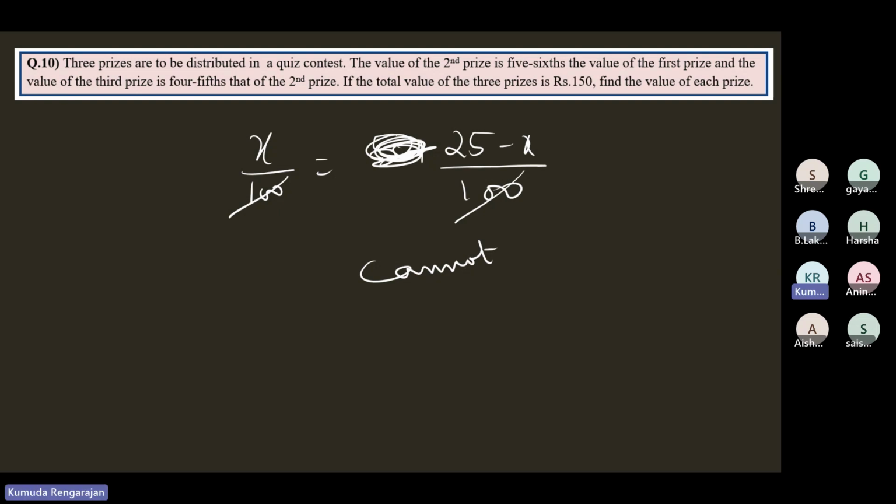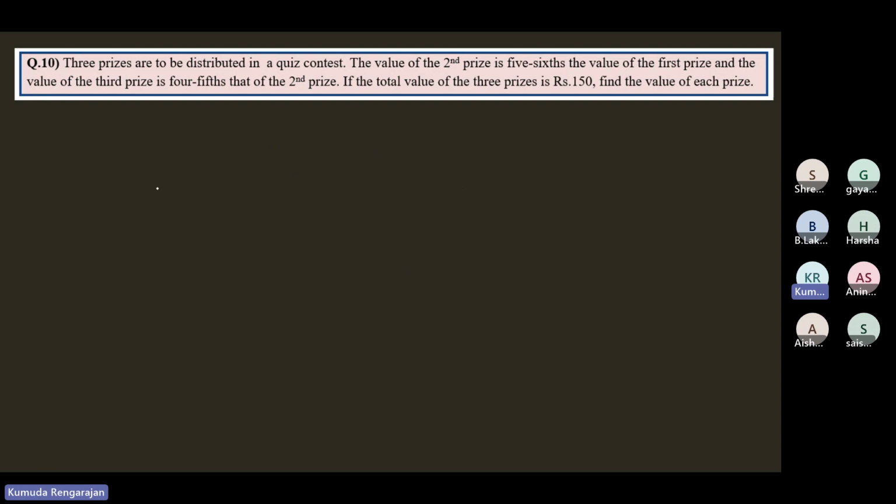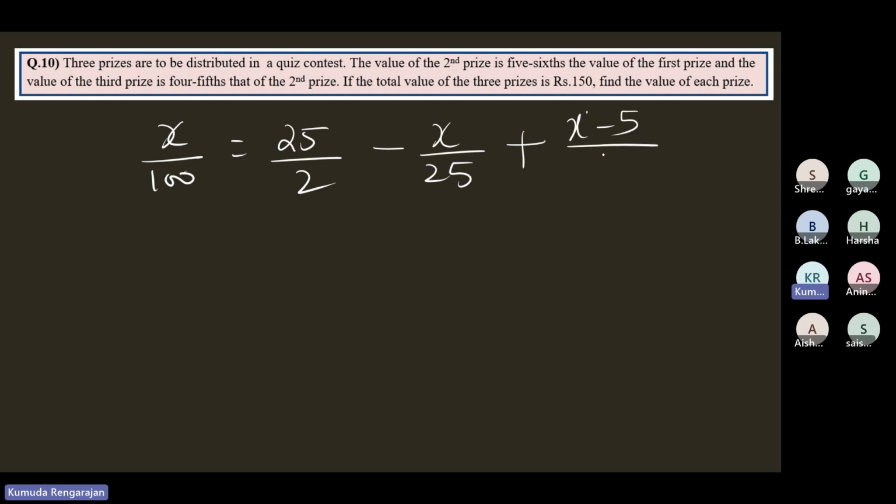That is, in simple words, the left hand side and right hand side must be completely simplified. In that case, you can eliminate the denominators like this. So if you have x by 100 is equal to 25 by 2, whatever. So like this, x by 25 plus something like x minus 5 by 100. Okay, so this is not simplified.